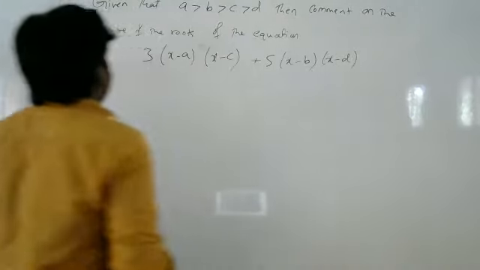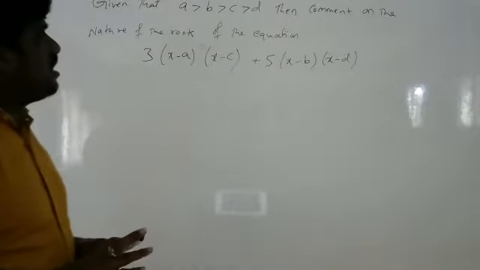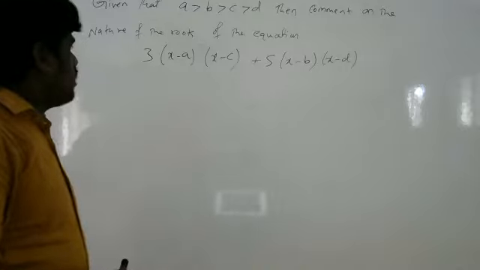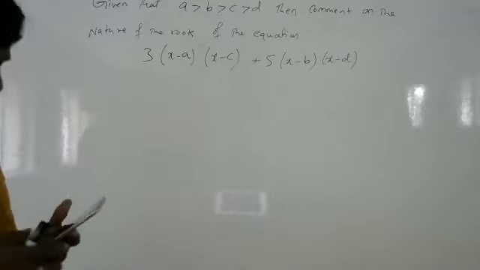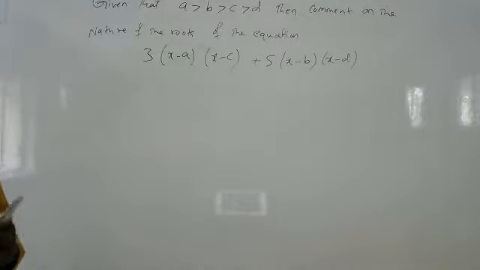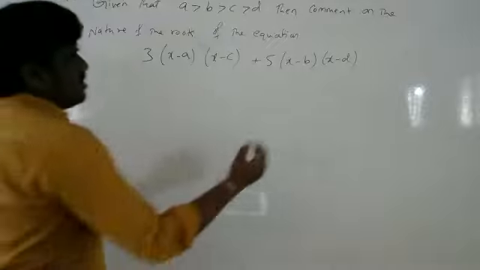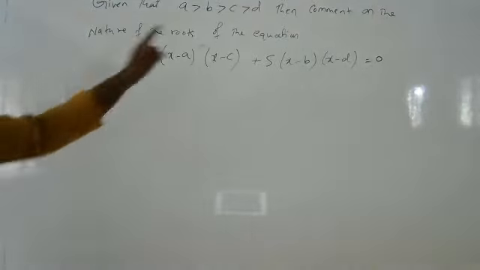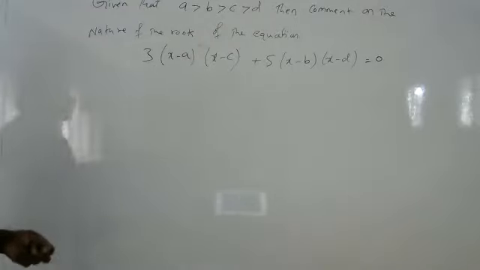So this is the question. Given that a greater than b greater than c greater than d, then comment on the nature of the roots of the equation 3(x minus a)(x minus c) plus 5(x minus b)(x minus d) is equal to 0. Let's solve this question. Given that a greater than b greater than c greater than d, you have to comment on the nature of the roots.